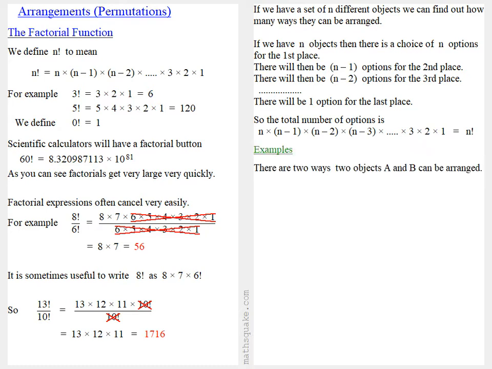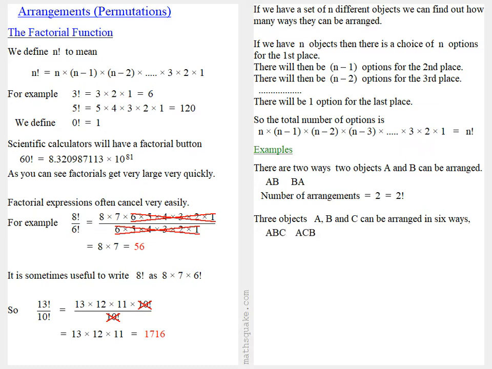There are two ways that two objects, A and B, can be arranged. It can be written as AB or BA. So the number of arrangements is 2, or we can write that as 2 factorial. Three objects, A, B and C, can be arranged in 6 ways. Starting with A, we've got ABC and ACB. Starting with B, we've got BAC and BCA. And starting with C, we've got CAB or CBA. So the number of arrangements is 6, which is 3 factorial.